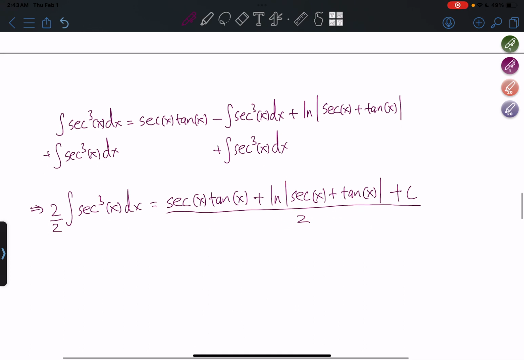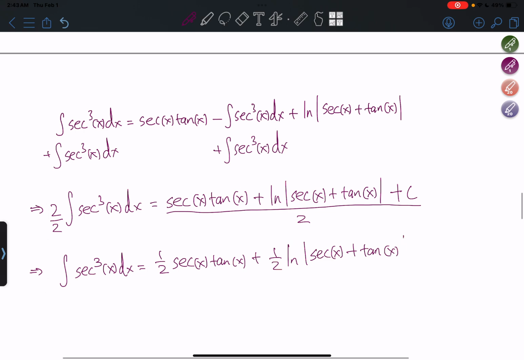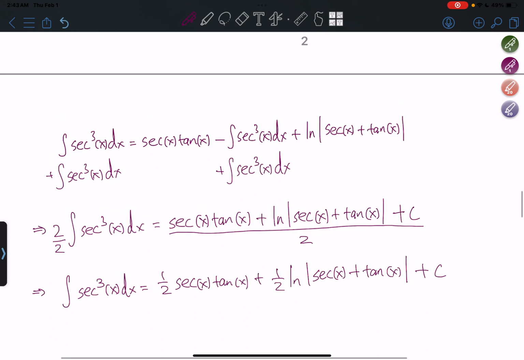So finally, there we have it. We have that the integral of secant cubed x dx is equal to 1/2 secant x tangent x plus 1/2 ln of the absolute value of secant x plus tangent x plus C. And that big answer is the solution to this integral.